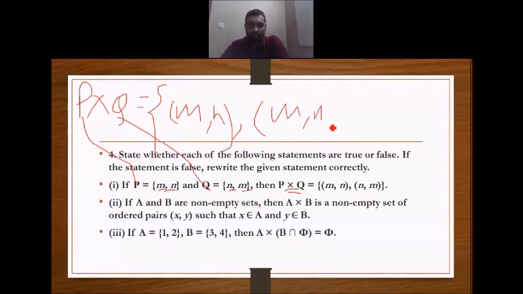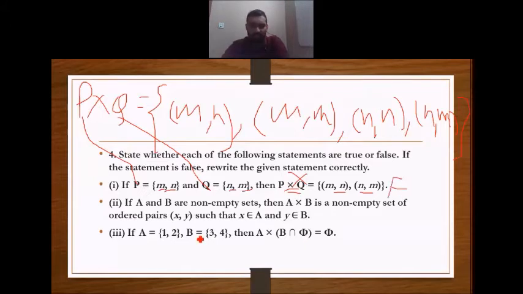Then what is the next one? Next, which pairs are possible? N from the first set and M from the second set. So this is nothing but P cross Q. Here only 2 elements are given. This is not true, because there are 4 elements in P cross Q. So this is false.